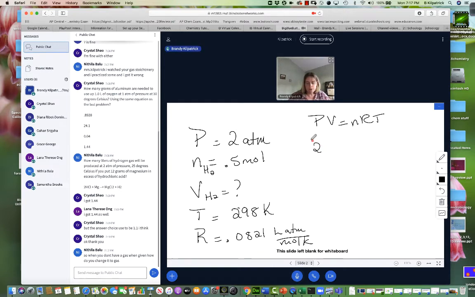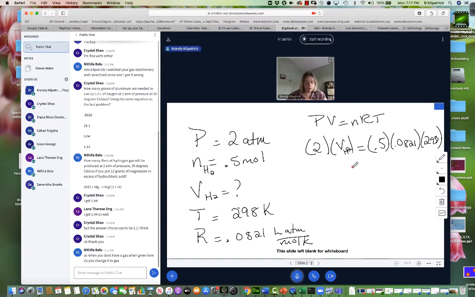So my pressure is 2. Volume is what we're looking for. Your number of moles is 0.5. R is 0.0821, and then your temperature is 298. And of course, make sure that all your units match the units in R.